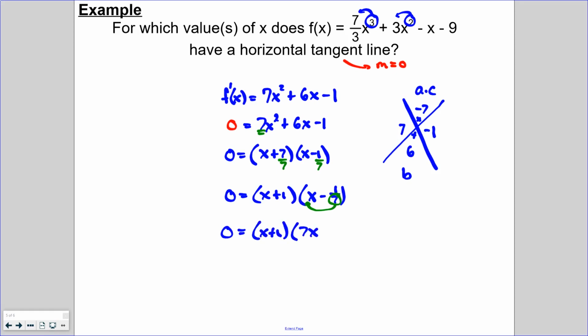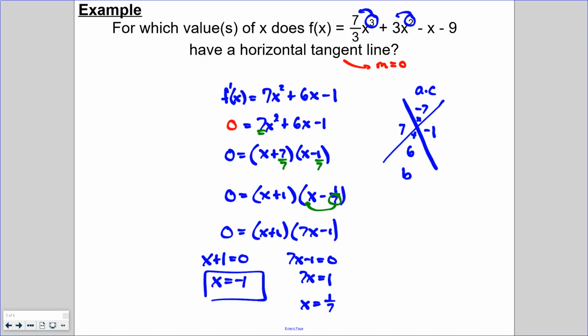And since it is broken up into factors, we can now take each factor, set each factor equal to 0, and solve for x. So we're going to get x equals negative 1. And this is going to be 7x equals 1, or x is equal to 1/7. So this means that we're going to have horizontal tangent lines at x equals negative 1 and x equals 1/7.